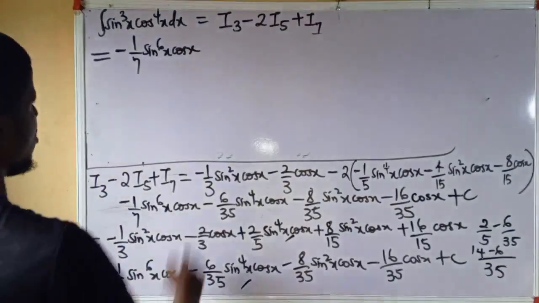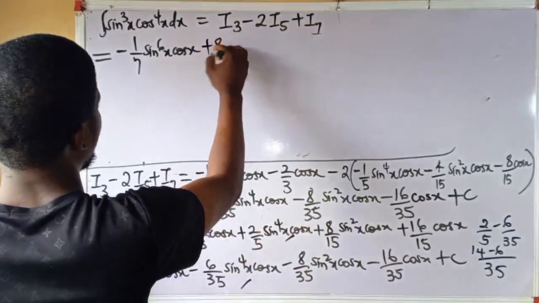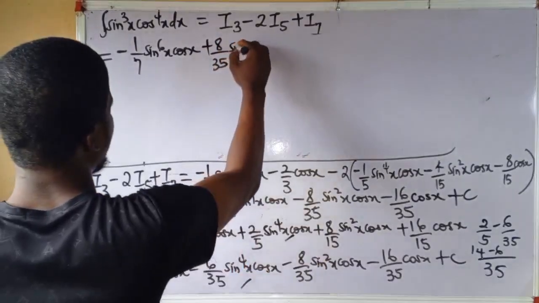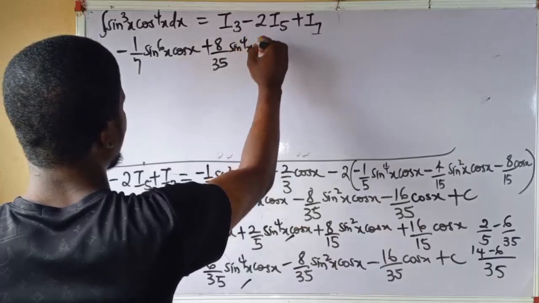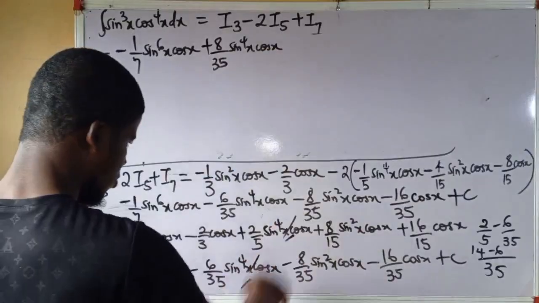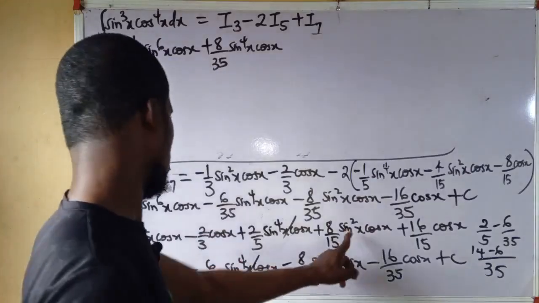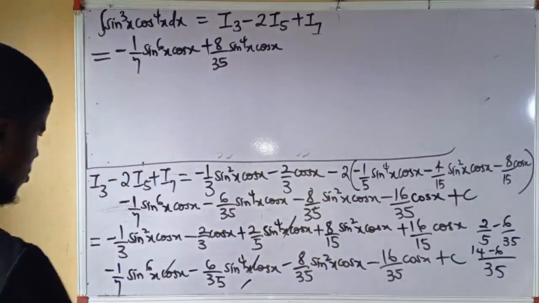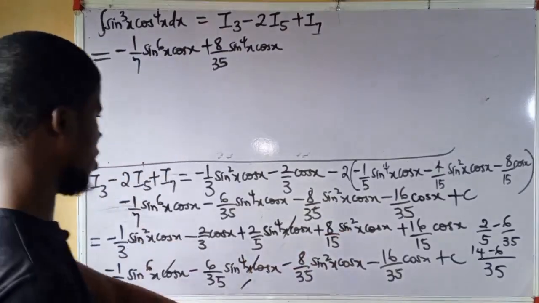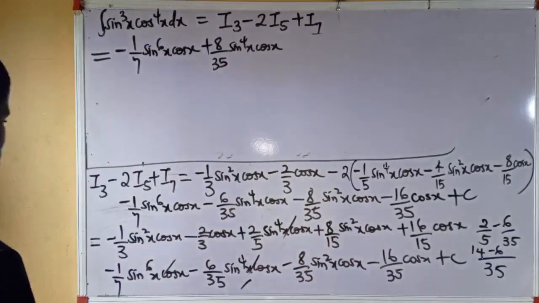Okay, so it will be plus 8 over 35 sine 4x cos x. So I've dealt with this, I've dealt with this, I've dealt with this. Then I have powers involving sine squared x. How many of them? 1, 2, 3. Okay, that's sine squared x cos x. 1, 2, 3. Okay, so let me evaluate the coefficient.